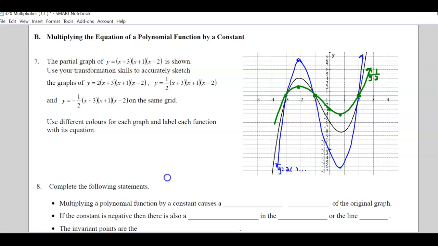And then negative 1/2 would just be the reflection of that. So that's going to be down here, negative 2, and positive 3, positive 4, and 0.